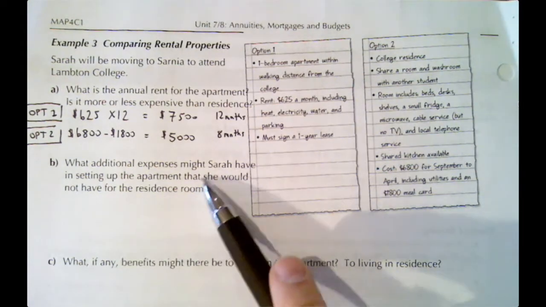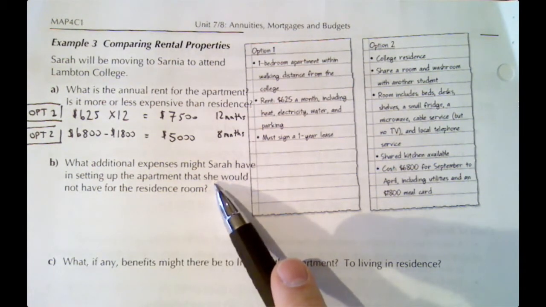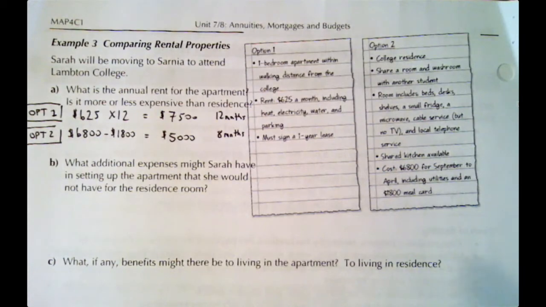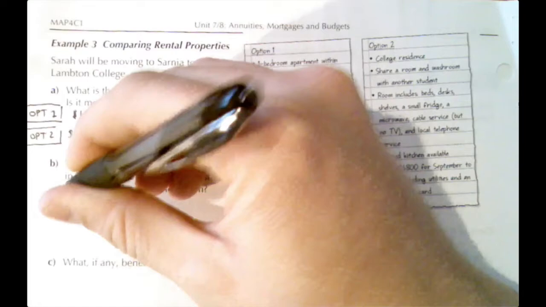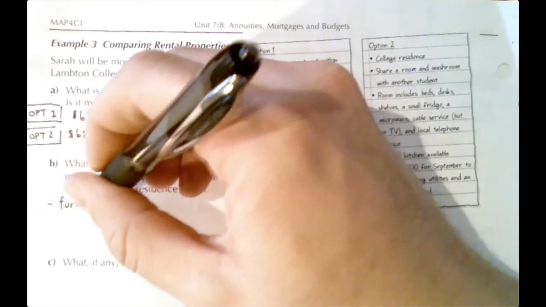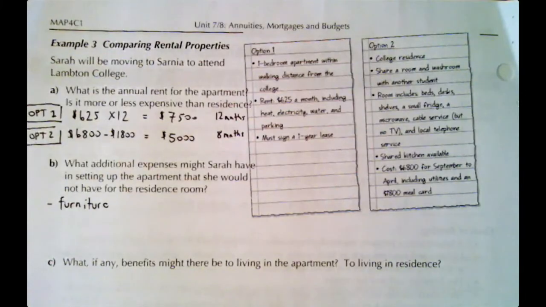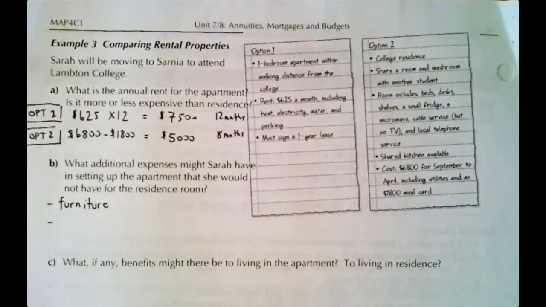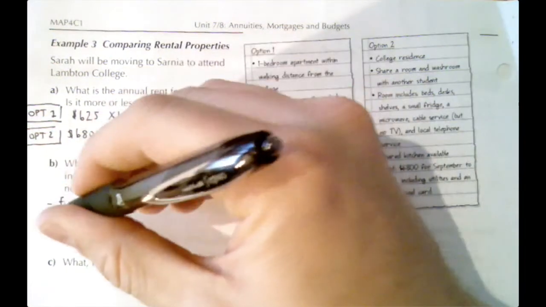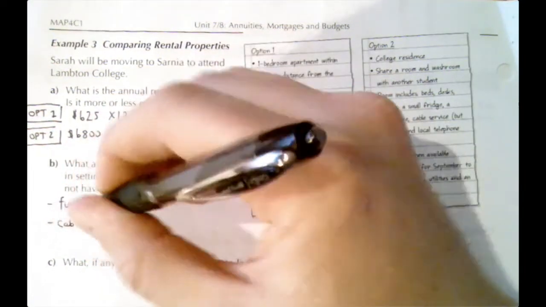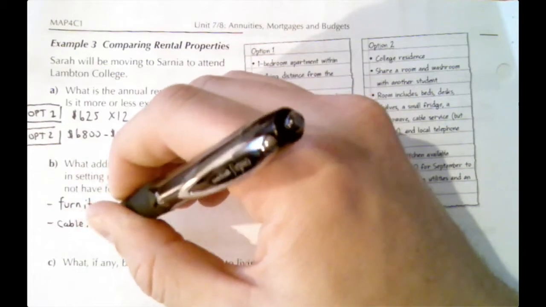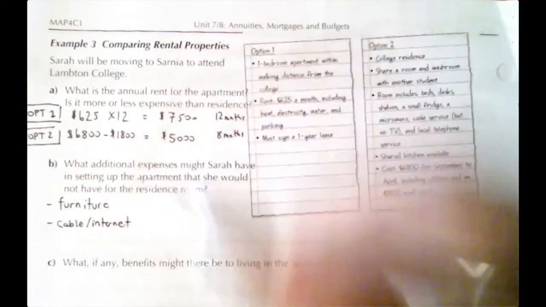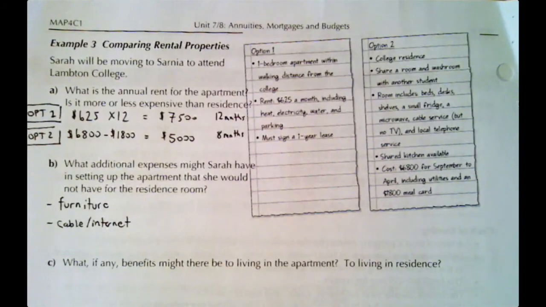B, what additional expenses might Sarah have in setting up the apartment that she would not have in a residence room? Well, if you choose the apartment option, you need furniture. Now, you might be able to bring some from home, you might have to go shopping, but you need furniture. The apartment does not come furnished. You also need cable and internet. I guess you don't need cable, but you definitely need internet.